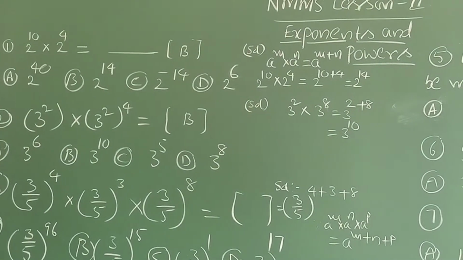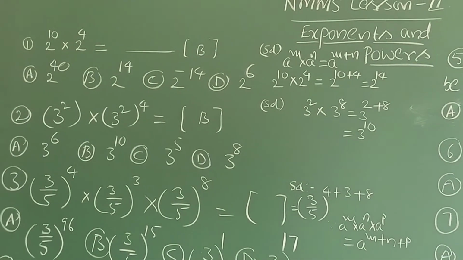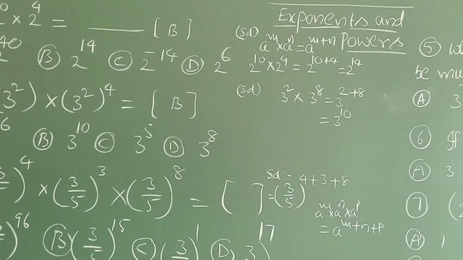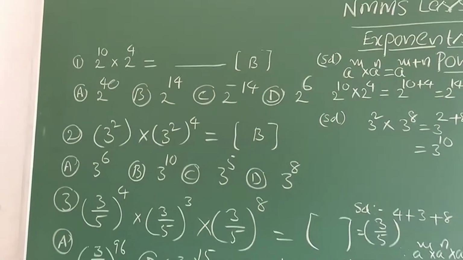It is in the form of a power m into a power n. A power m into a power n is equal to a power m plus n. Therefore, 2 power 10 into 2 power 4 is equal to 2 power 10 plus 4, 2 power 14. Therefore, the option is B.